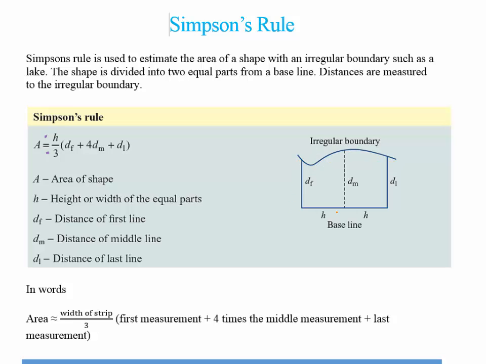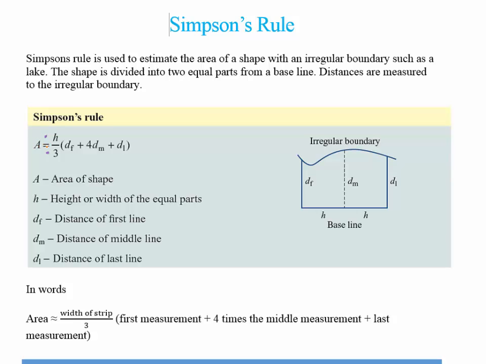So it's going to have some straight sides. I imagine it like a field that's got some straight fences, and then its other boundary might be a lake or a river or something along those lines. Okay, so the formula that you get is on your formula sheet and it's called Simpson's rule. And here's the formula here.